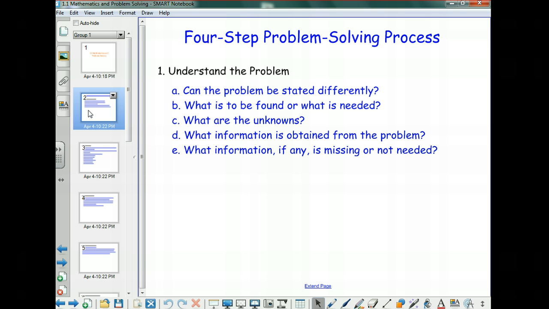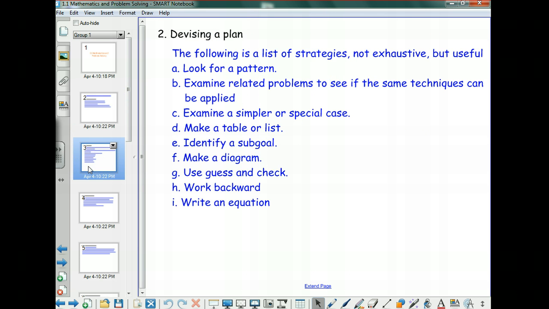What is to be found or what is needed? What are we looking for? And there may be different ways to describe that, and you have to figure that out. We'll talk about some different problem strategies in a little bit. What are the unknowns? What do you not know about the problem? What information are you given in the problem? Good to know, because obviously they gave it to you, so most of the time you need it. And then what information, if any, is either missing, or, if it was given, is not needed. Okay? Those are some details that we have to ask ourselves when we're trying to understand the problem.